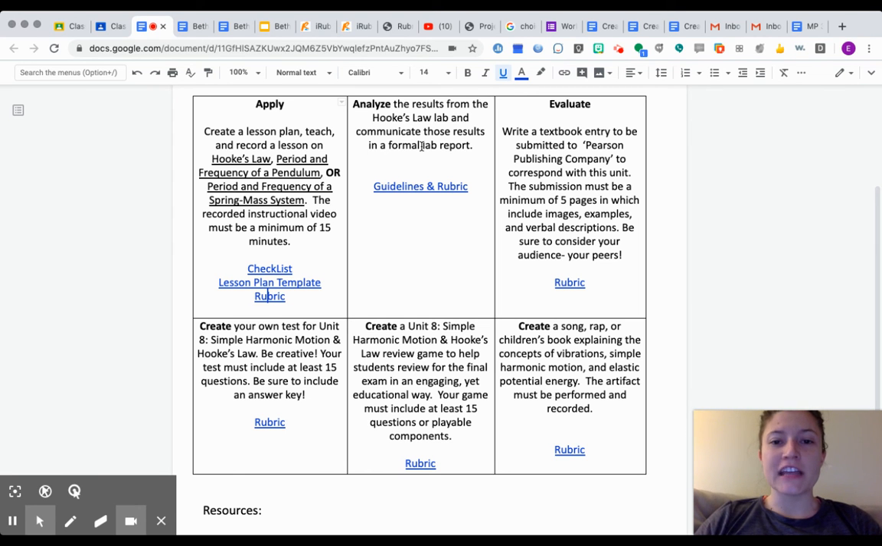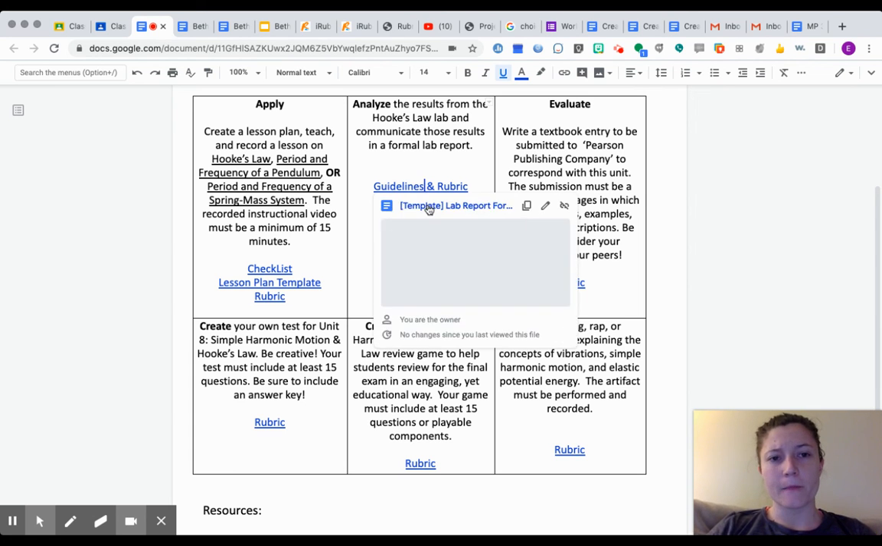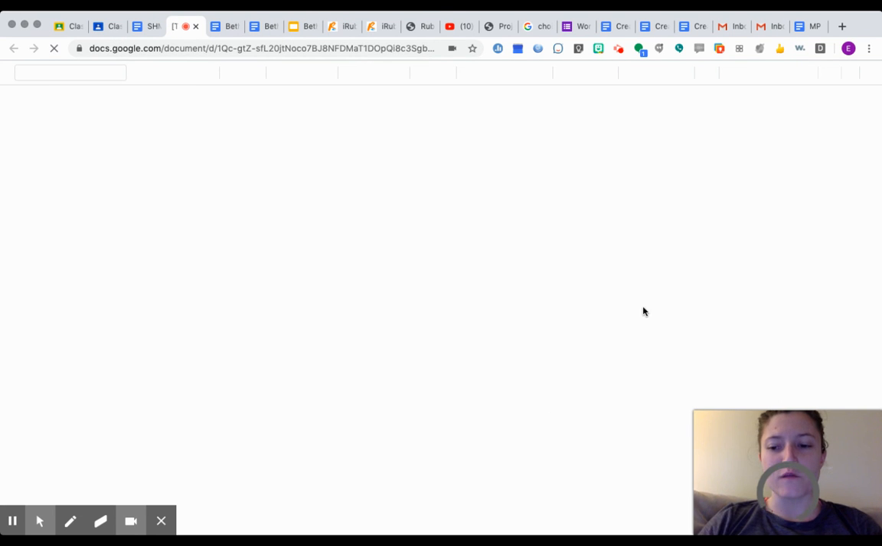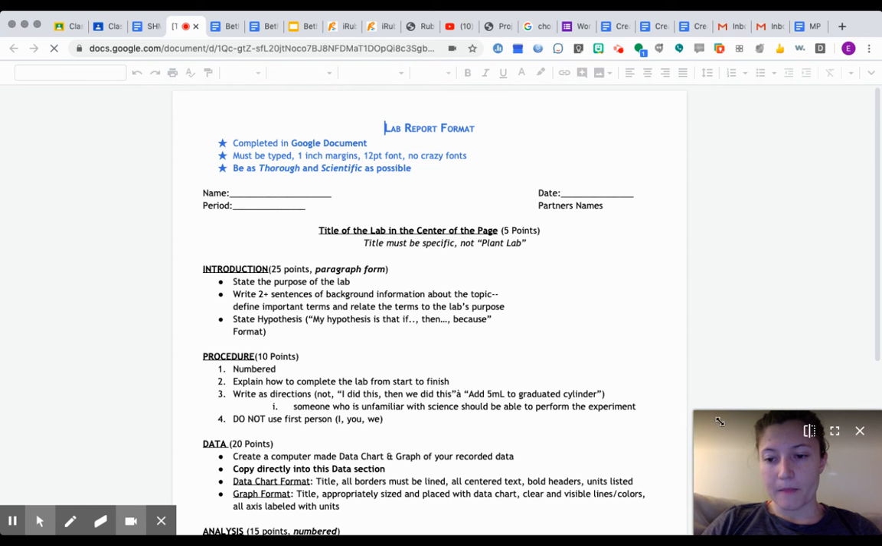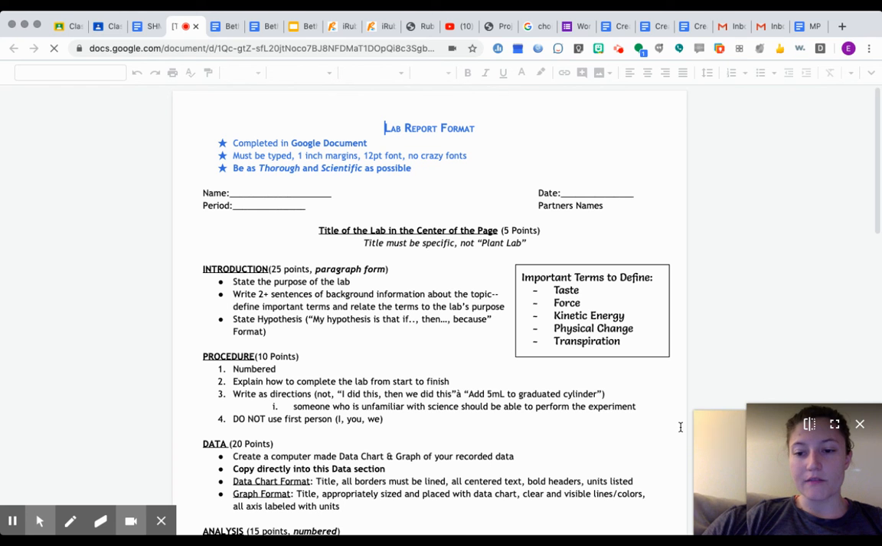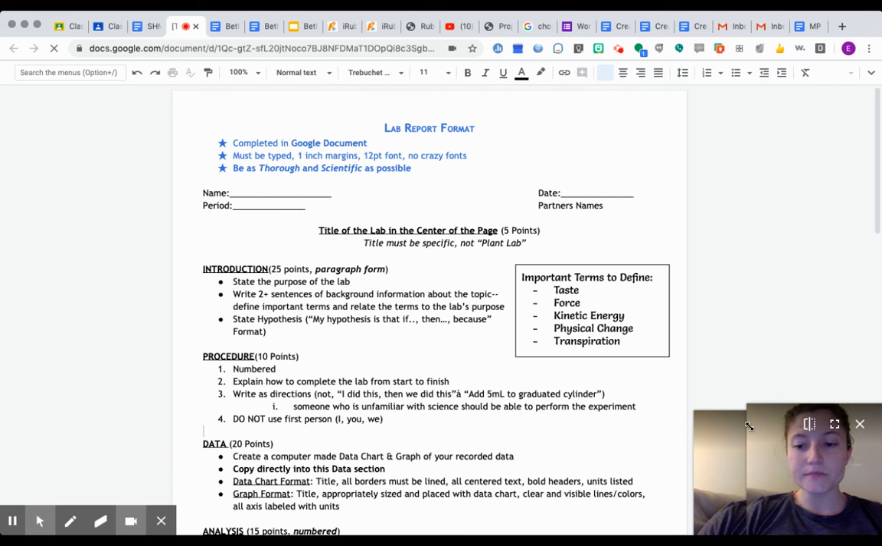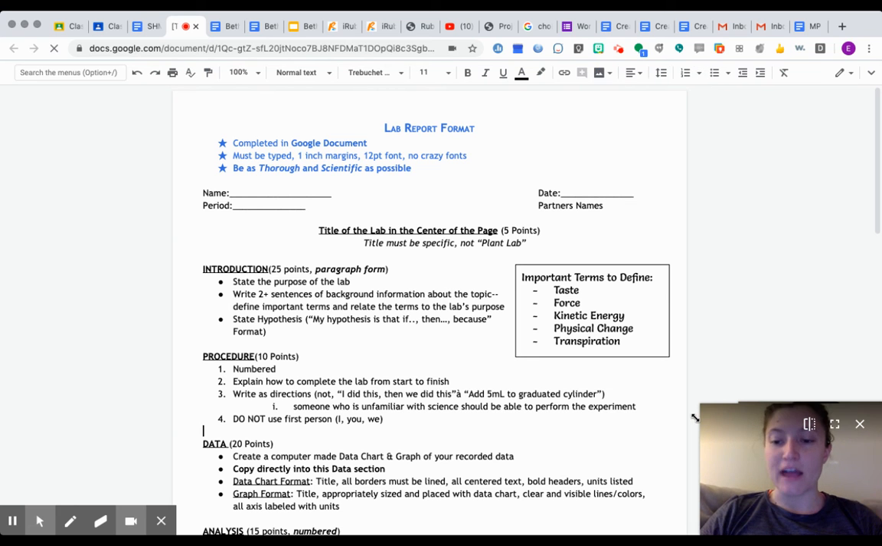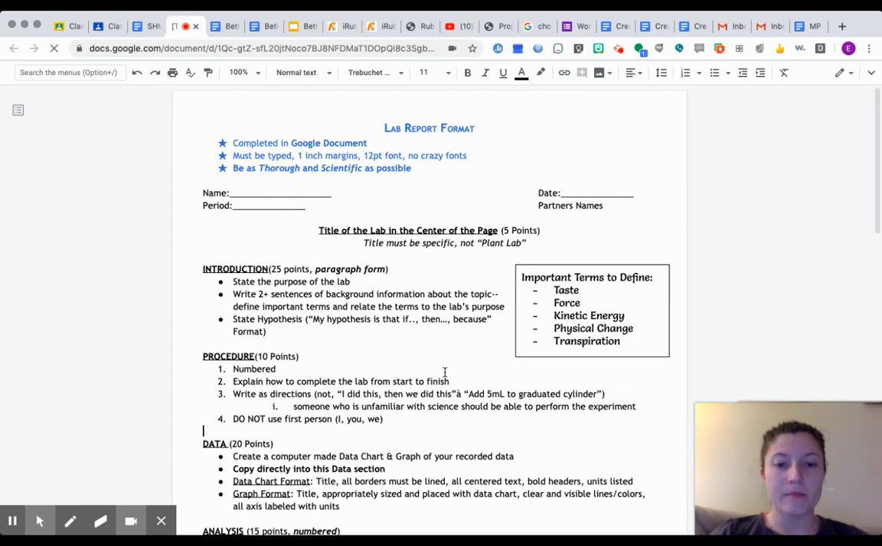Your second option is to communicate your results. So analyze the results from the Hooke's Law lab in a formal lab report. The template that we're using for the formal lab report is very similar, obviously, to the egg drop lab report, except it's a different lab. And our tables and graphs are going to look a little bit different, so the rubric adjusts for that.